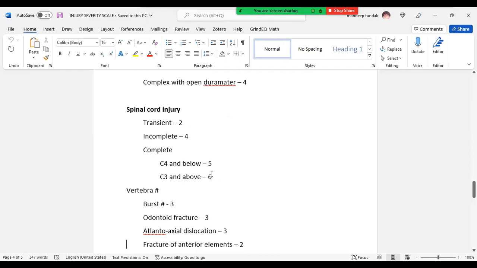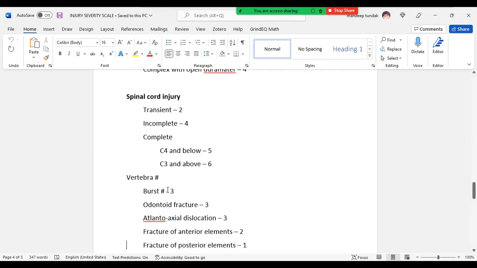So this is non-survival with life. But still we know if you keep this patient on a ventilator, he can survive on the ventilator. So every injury score of 6 or a maximum ISS of 75 does not mean the patient will die. And every patient who has died does not mean that he had an injury severity of 75. This is again to emphasize.